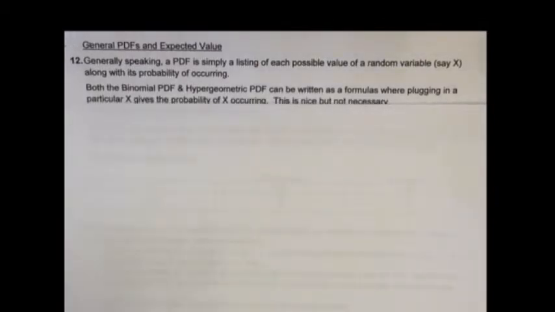The binomial and what we've just recently defined as the hypergeometric can be written as formulas, and there are lots of others, where when you plug in an x, it gives you the probability, and that is a PDF in that same sense. You plug in an x, you can figure out the probability of that x occurring. It's nice to have that, but it's not necessary. In fact, it's pretty common just to have a PDF written as a table.